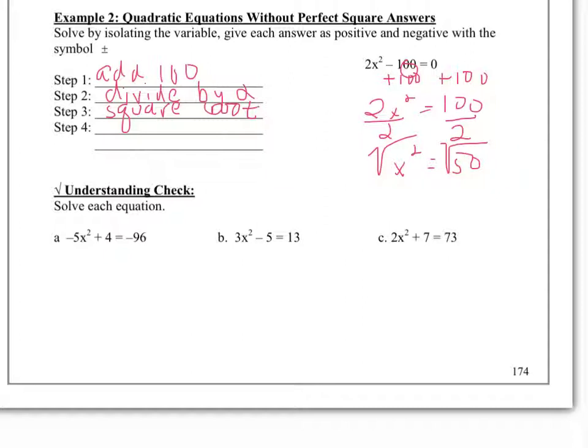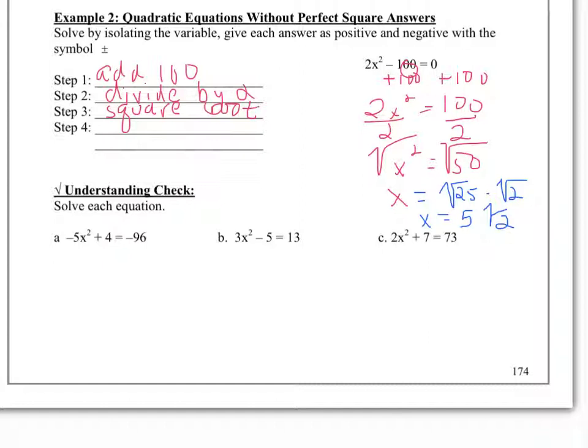So the square root of x squared is x. And here's where I run into the problem, because I can't take the square root of 50. But I can think about what multiplies to 50 where one of them is a perfect square. If I do 25 times 2, that gives me 50. 25 is a perfect square, so the square root of 25 times the square root of 2 is the same exact thing as the square root of 50. So now I have the square root of 25, which is 5, and I'm just going to have to leave it as the square root of 2 because this is not a perfect square.